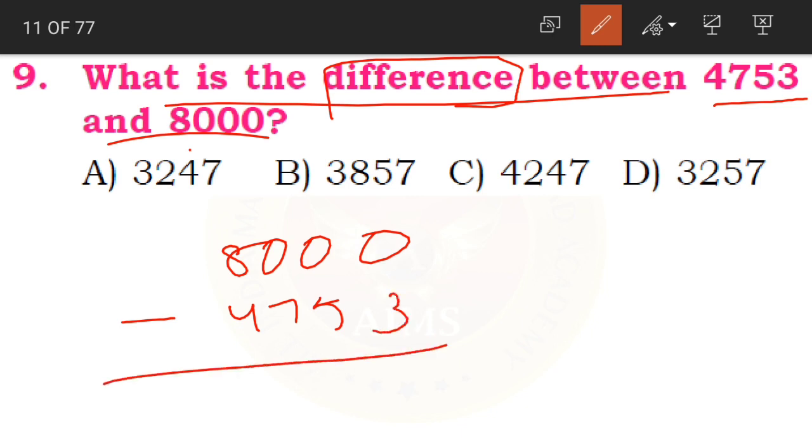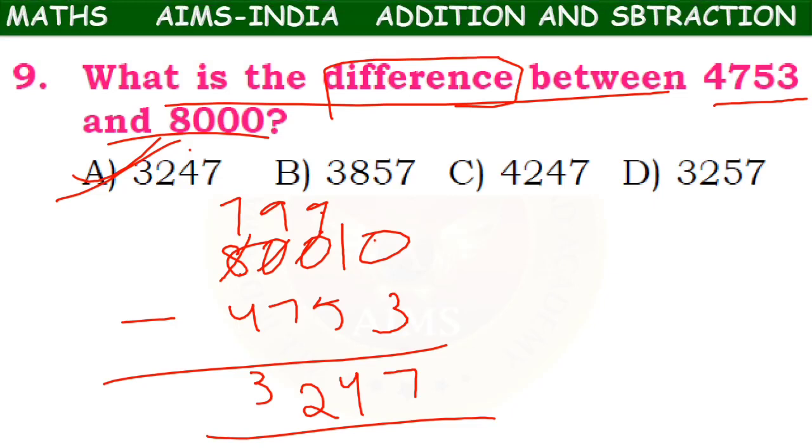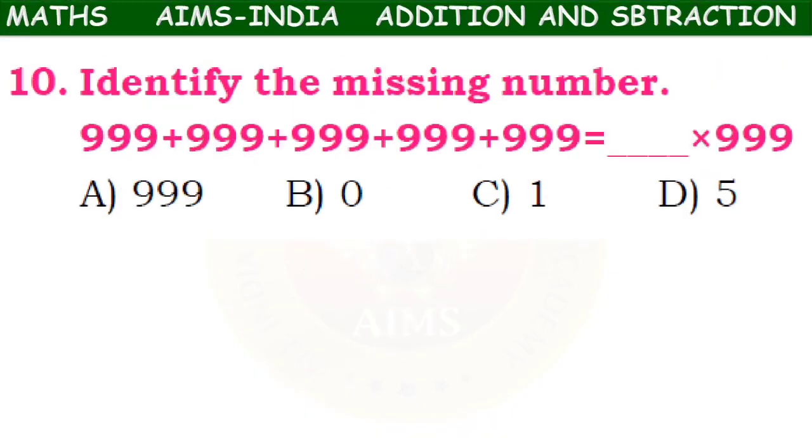Now, how to subtract from zeros? First 0 becomes 10, the other zeros become 9, and the last number that comes after 0 becomes minus 1. 8 minus 1 becomes 7. Now 10 minus 3 is 7, 9 minus 5 is 4, 9 minus 7 is 2, and 7 minus 4 is 3. So what is our correct answer, children? Option A, 3247. Clear? Moving on to question number 10.